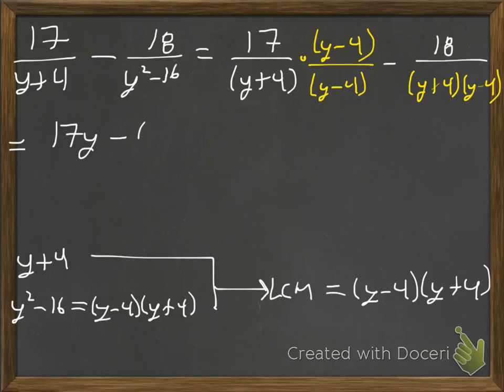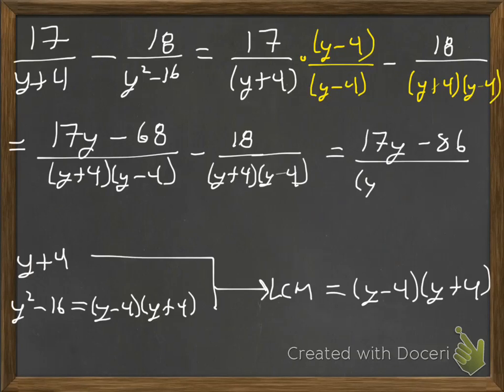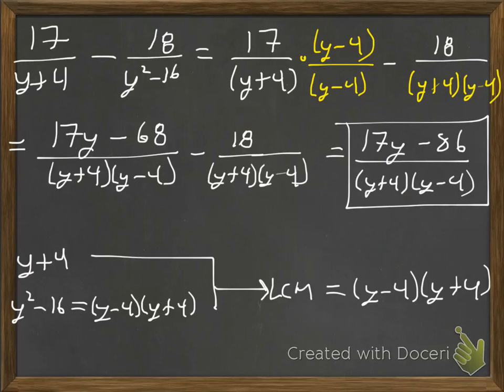So we have 17y minus 68 all over the common denominator, minus 18 over the common denominator. So we will have 17y, and then minus 68 minus 18 will be negative 86, all over y plus 4, y minus 4. We try to factor the numerator, nothing to do. We're done. We've got one more to do.